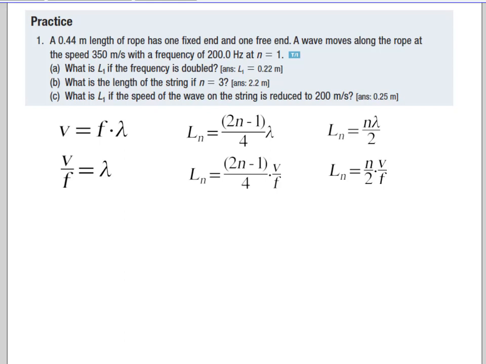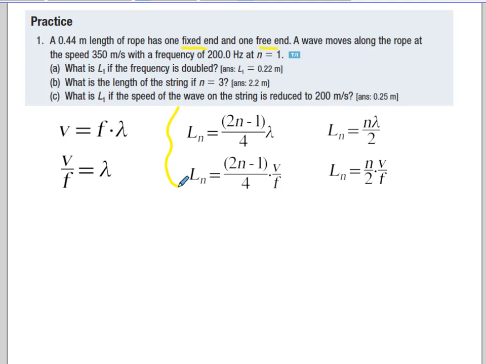Okay, so let's look at some of the practice problems from section 9.2. So we have a 0.44 meter length of rope. It has one fixed end and one free end. So we want to make sure we highlight those types of things as we go through the problem. So we have fixed and a free. So we are working with that type of expression.